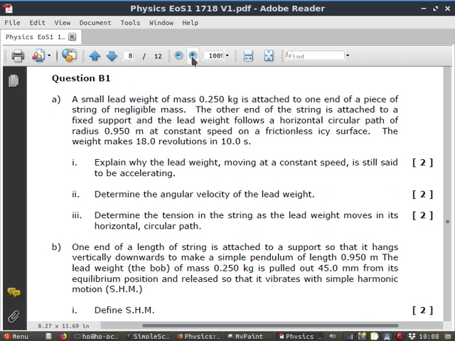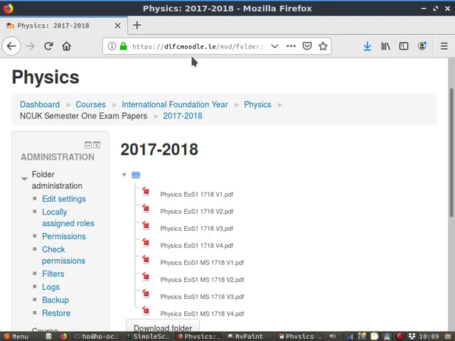Right. A small lead weight of mass 250 grams is attached to one end of a piece of string of negligible mass. The other end of the string is attached to a fixed support, and the lead weight follows a horizontal circular path. So it's like this on an ice. Okay, fine. Right. So I need to give a rough drawing of what's happening here.